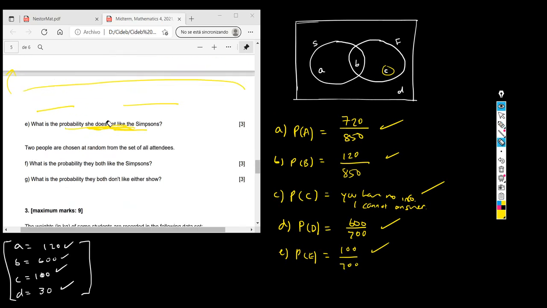And then two other questions. Now we have this instruction. Two people are chosen at random from the set of all attendees. Two people. What is the probability that they both like The Simpsons?